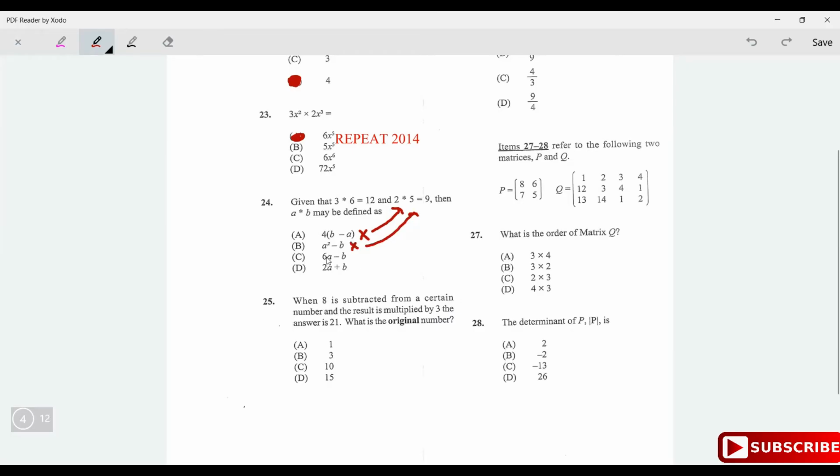Let's check this now. 6A, 6 times 2. 6 times 2 is 12. 12 minus 5 is not 9. So this doesn't work again.